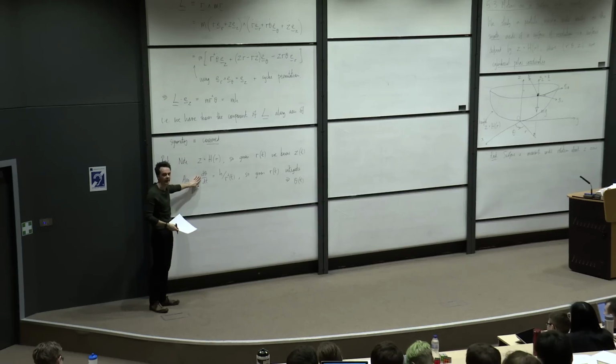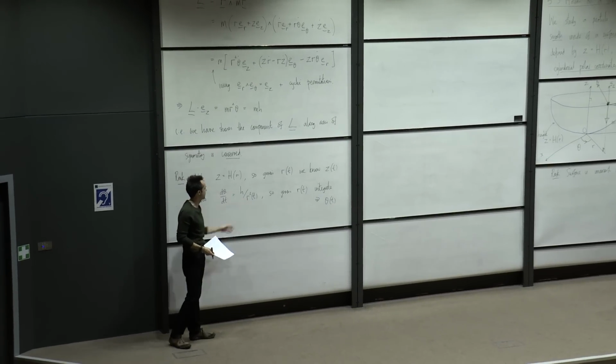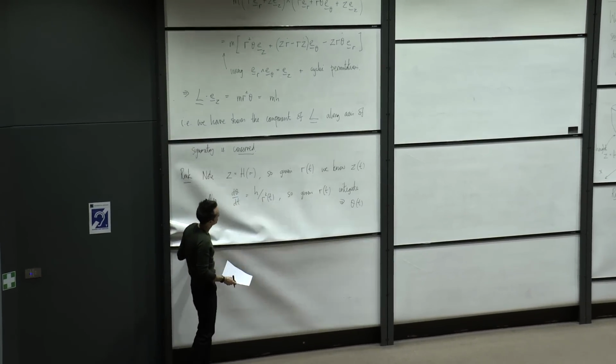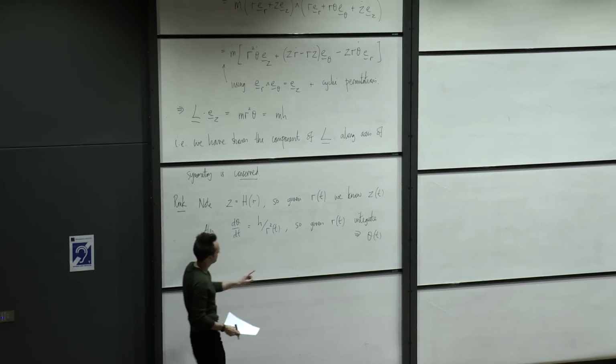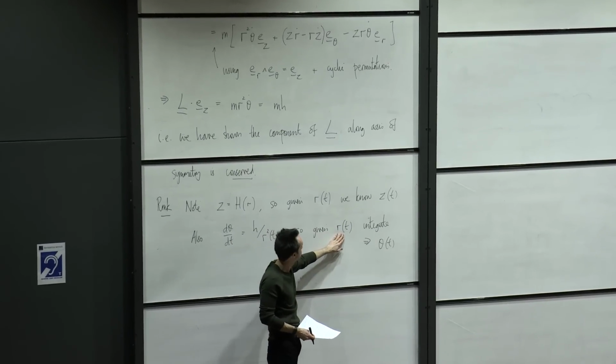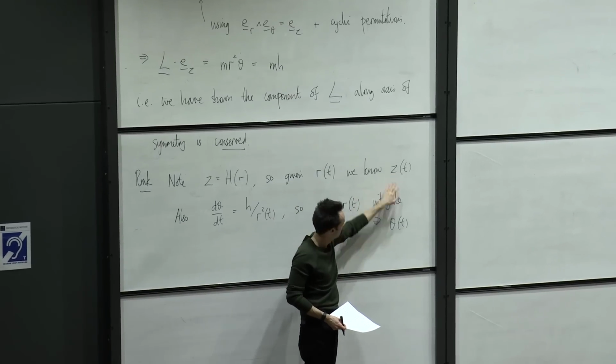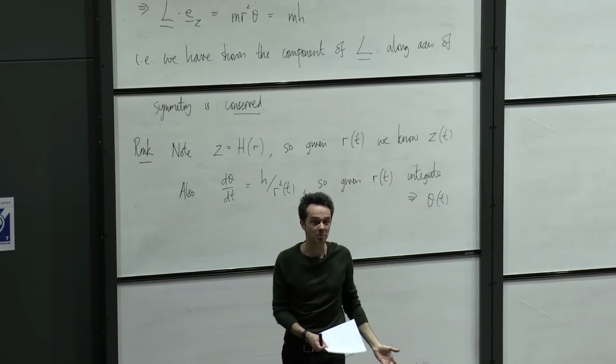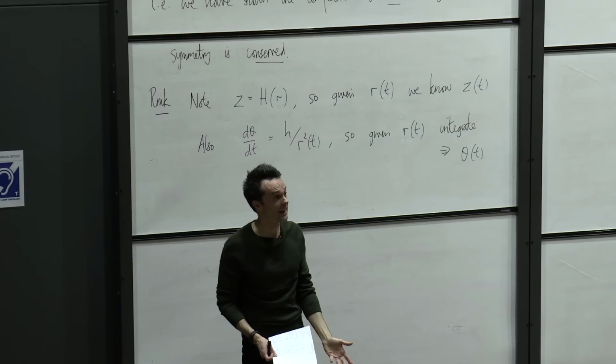Okay, just by integrating, taking the dt to the right-hand side and integrating it, we get theta as a function of t. So in other words, if I know this scalar function r of t, then I know z of t, and I know theta of t, so I know exactly where the particle is, and I've solved for the dynamics of the particle.